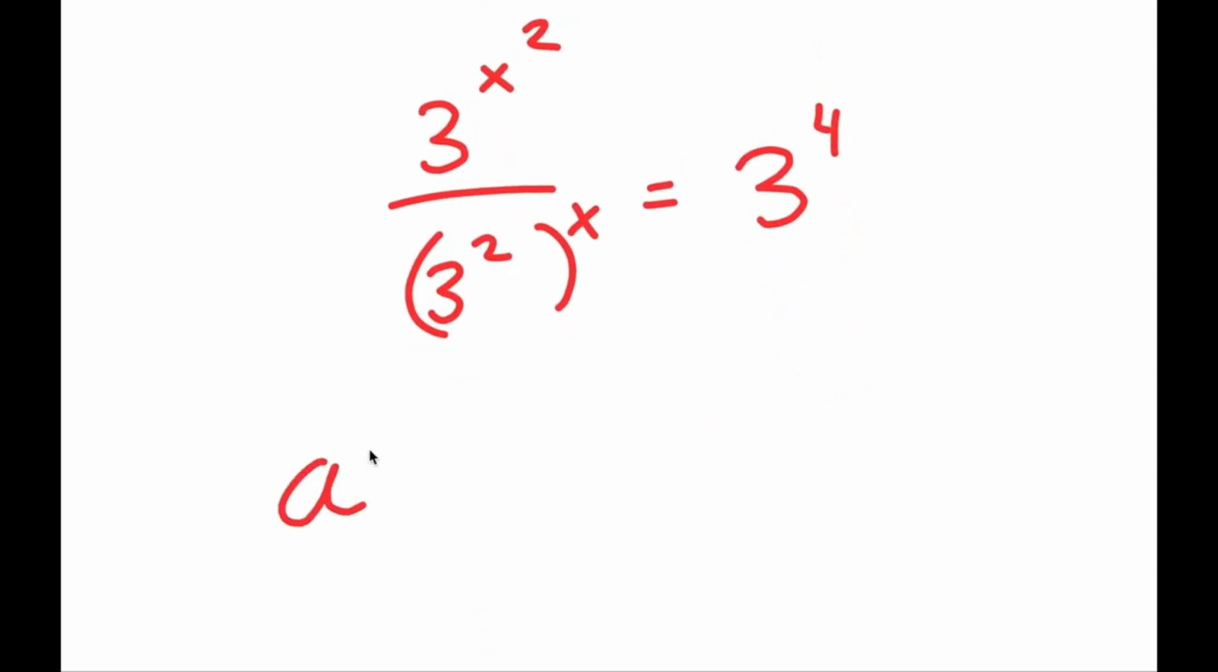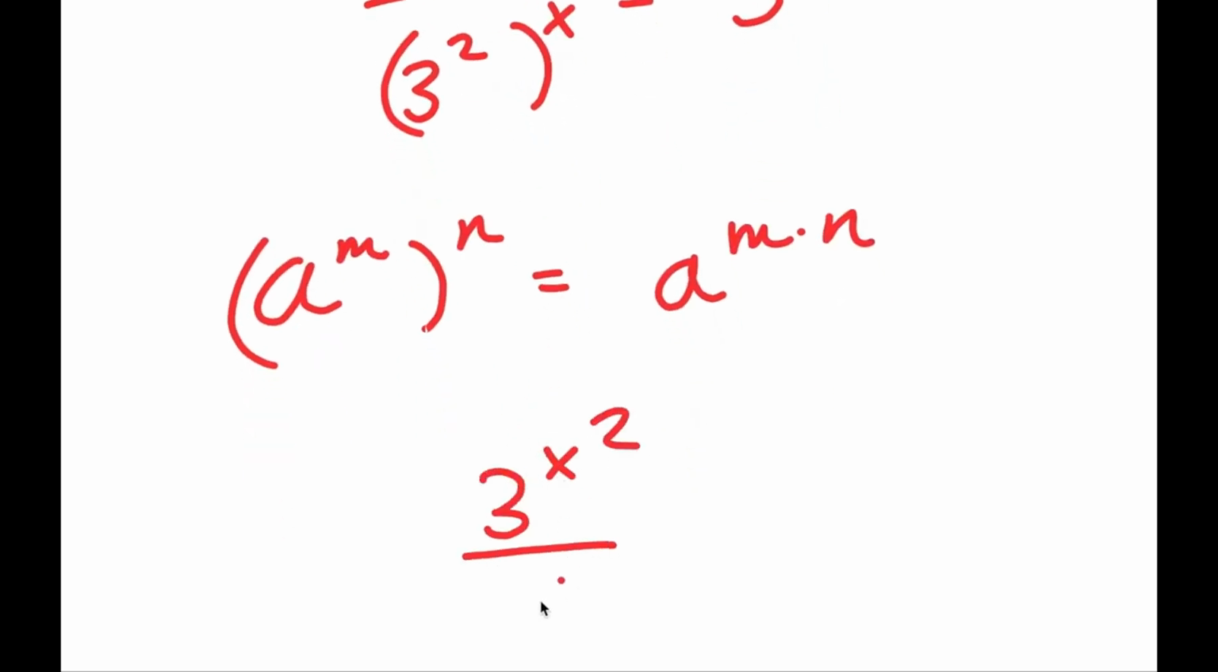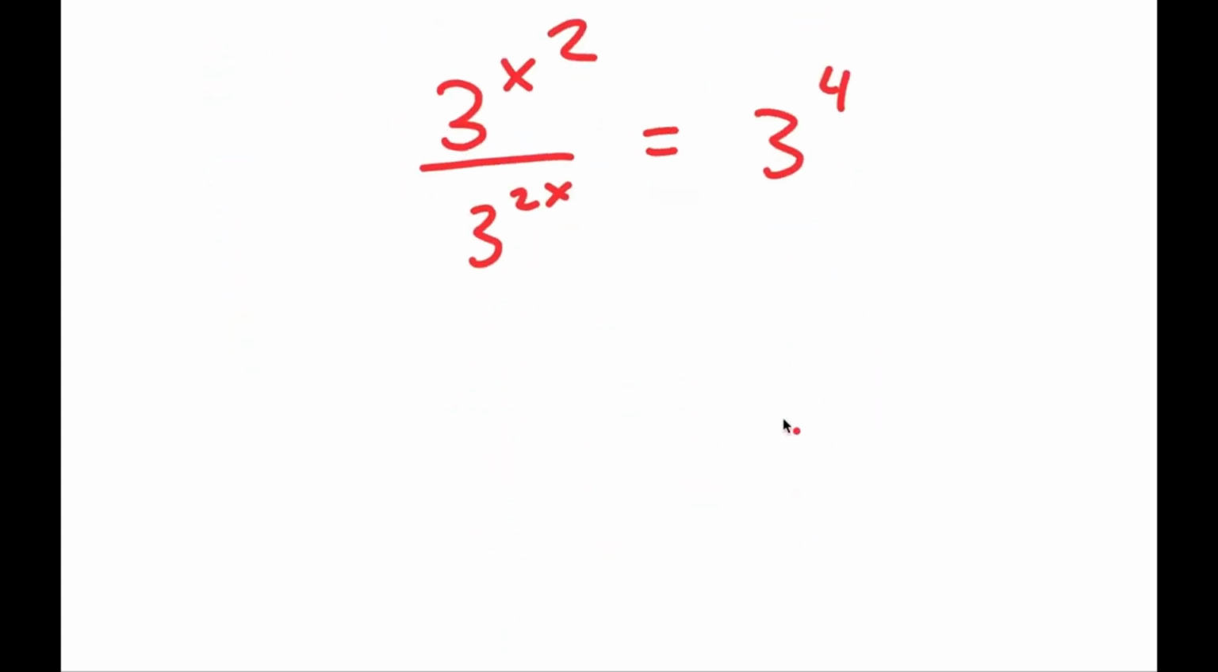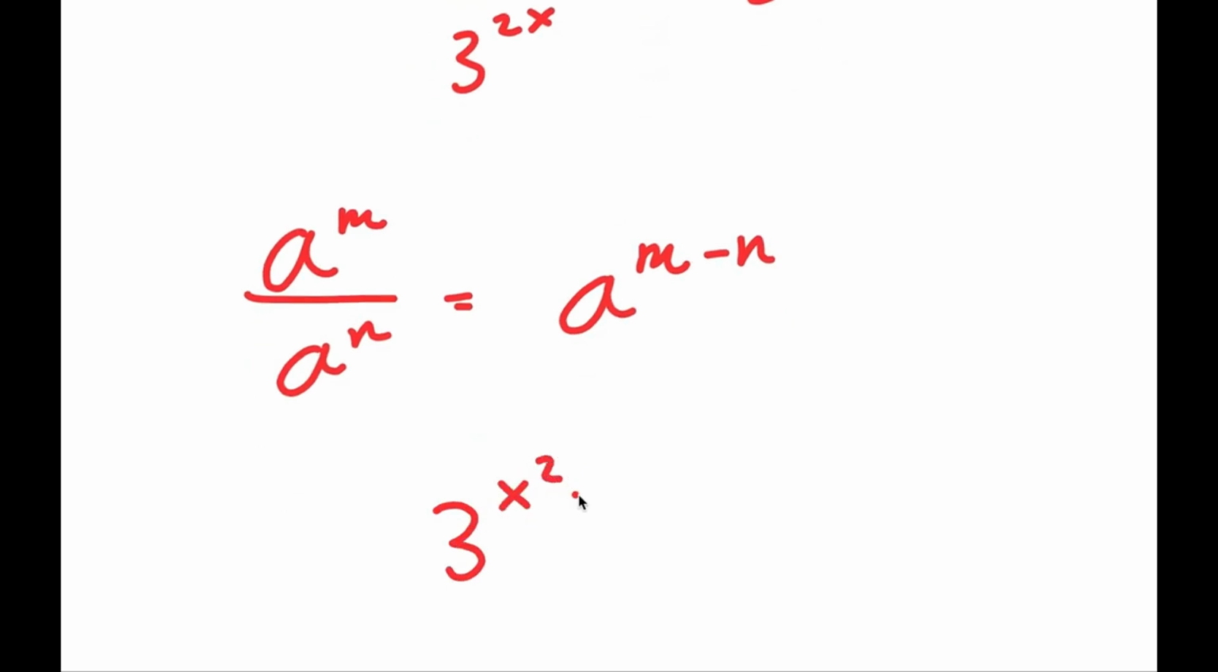Now, if I have something in the form a to the power of m to the power of n, this is equal to a to the power of m times n. So I get 3 to the power of x squared over 3 to the power of 2x is equal to 3 to the power of 4. And now, if I have something in the form a to the power of m over a to the power of n, this is equal to a to the power of m minus n. So I get 3 to the power of x squared minus 2x is equal to 3 to the power of 4.